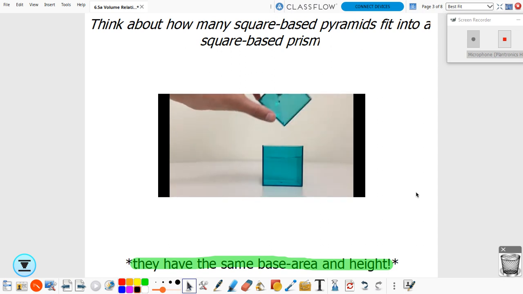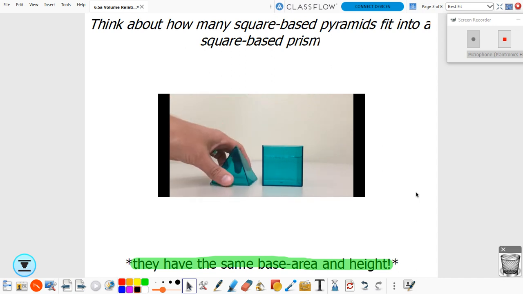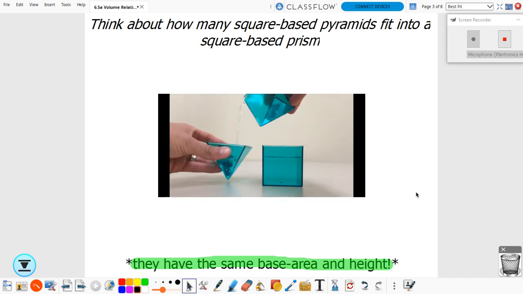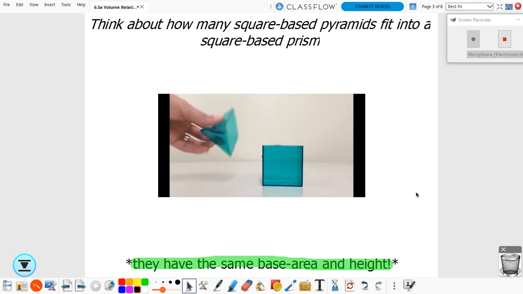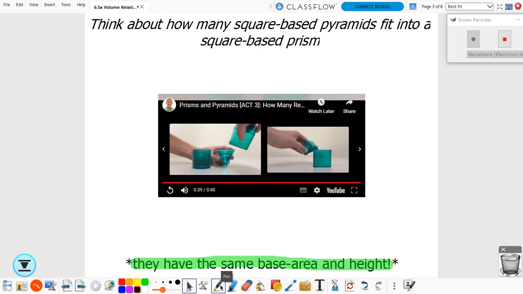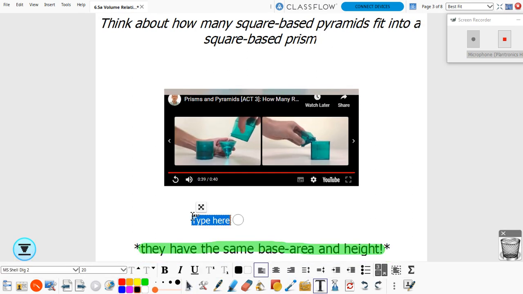Oh, okay. Two looks almost full. Are we going to fit a third one, you think? All right, let's see here. Whoa, okay. It looks like it's exactly 3. Exactly 3 pyramids fit into the prism. Yes? They have the same base area and height.